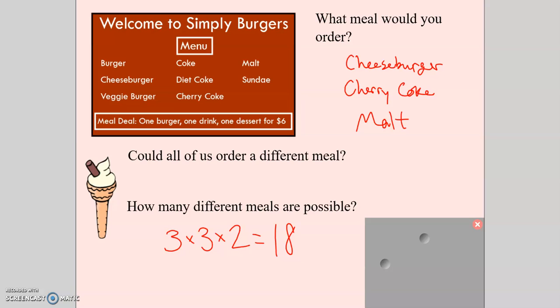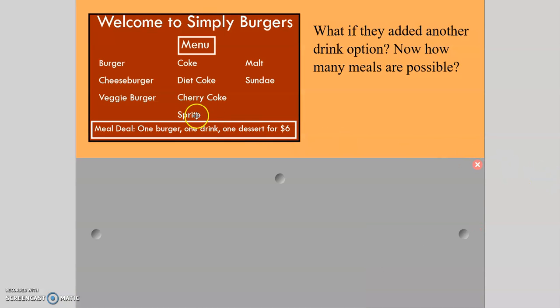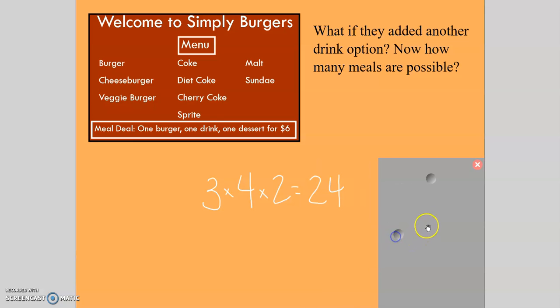Now, what if they add another option to the menu? What if they add another drink option? Now how many meals are possible? How did that change? So now there are 3 options for a burger, 4 options for a drink, and 2 options for the dessert. So you could just do 3 times 4 times 2, which is 24. So there would be 24 different meal combos available.